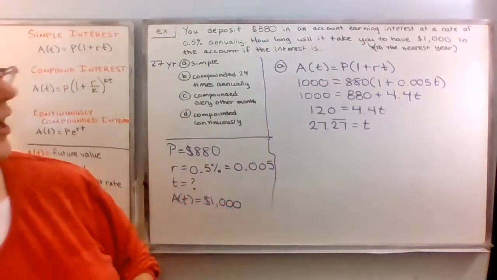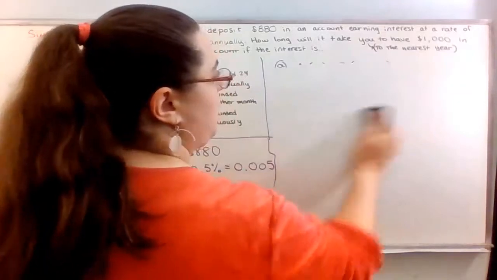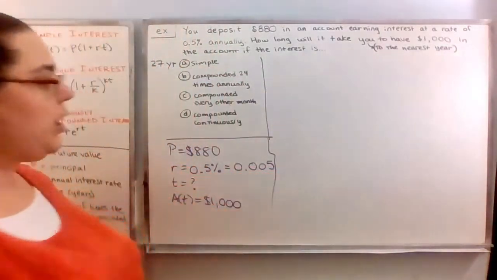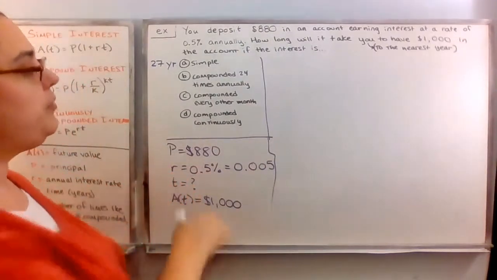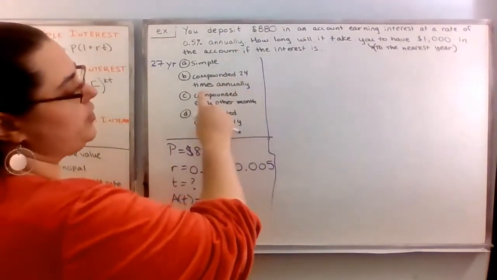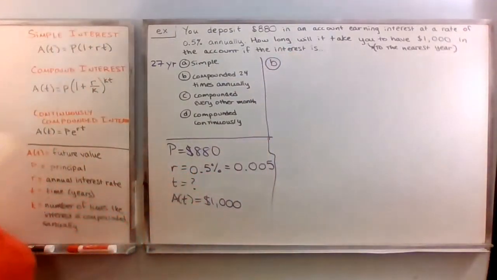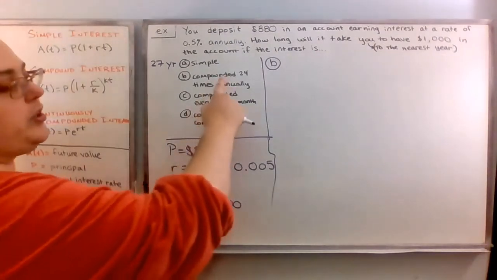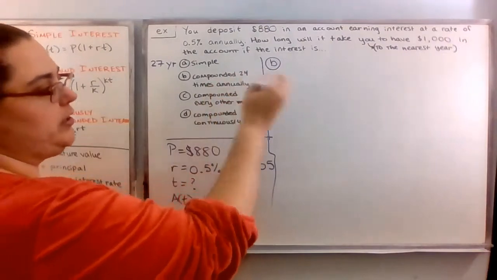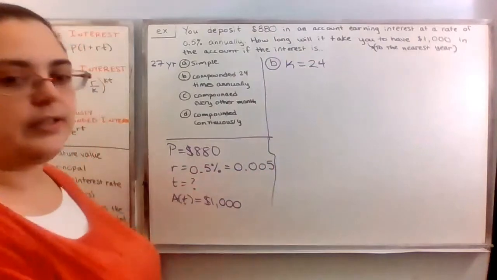So let's take a look at part B. Part B, C, and D all involve compounded interest. Part B says we're going to be compounded 24 times annually. So that information they're telling us is our value for K. K is the number of times the interest is compounded annually. So here we're compounded 24 times annually. That's telling us that K is going to be 24.